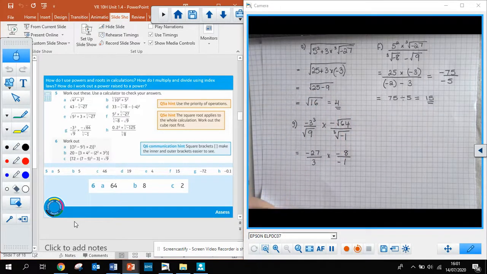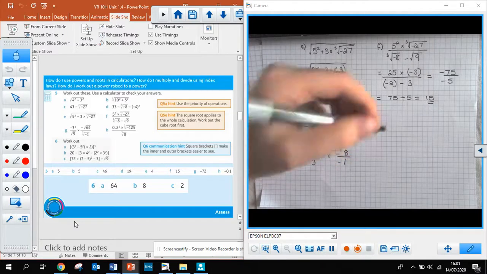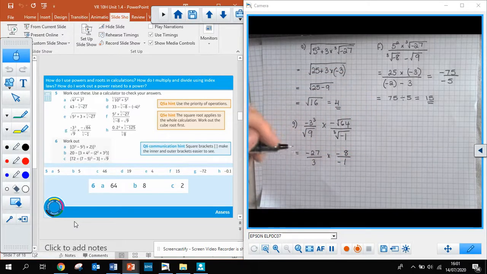Okay, I'm now going to deal with each fraction before I multiply them together. Remember, one form of fraction is division. The minus 27 over 3 is saying minus 27 divided by positive 3. A minus divided by a positive is going to give me a minus, so negative. 27 divided by 3 is 9. So minus 27 divided by 3 is negative 9.